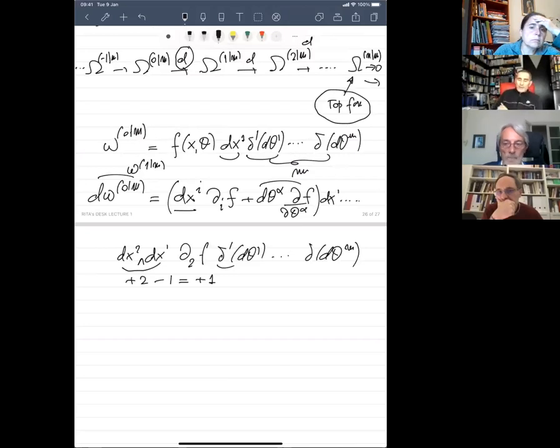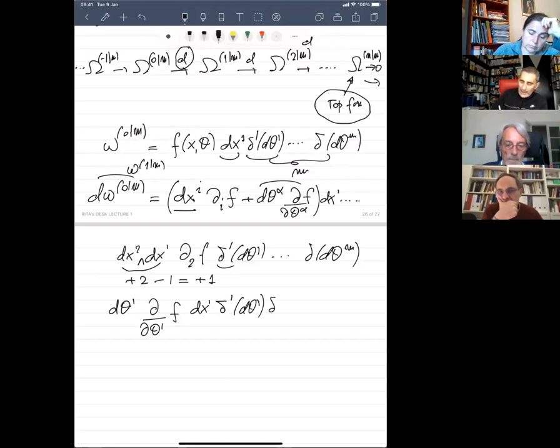Let's see what happened to the next term. I could have two situations. I have a d theta 1 with the derivative with respect to theta 1 of f. Then I have a dx1 delta prime of d theta 1, and then I have all the other thetas here, d theta m. This is the first term.